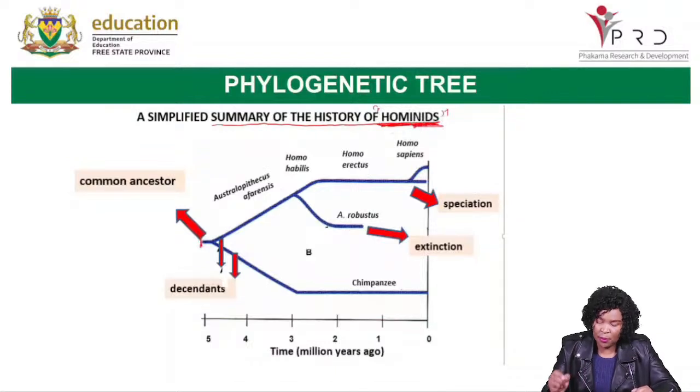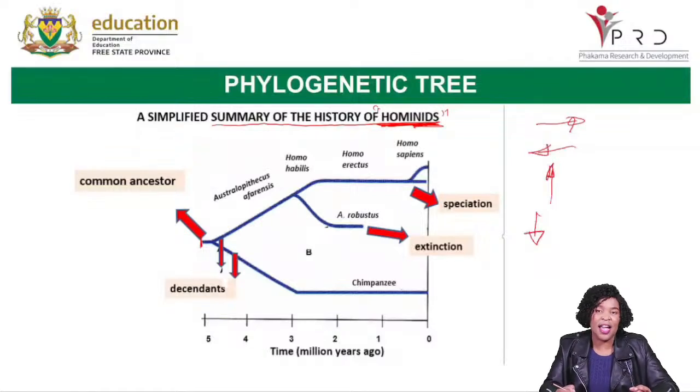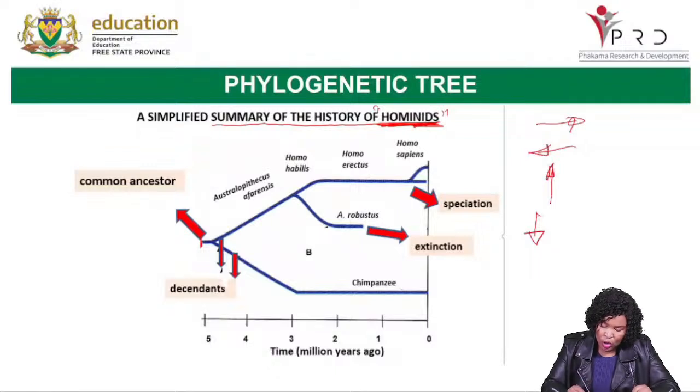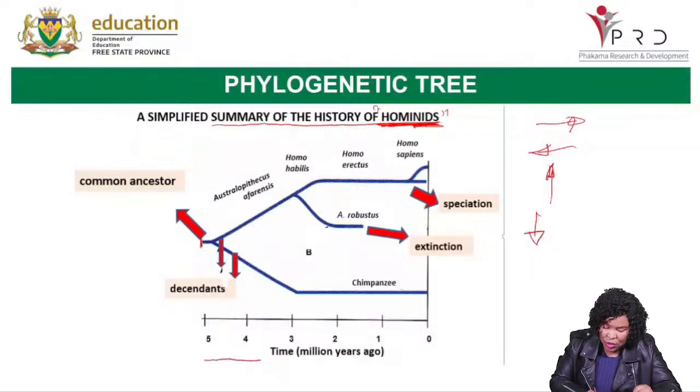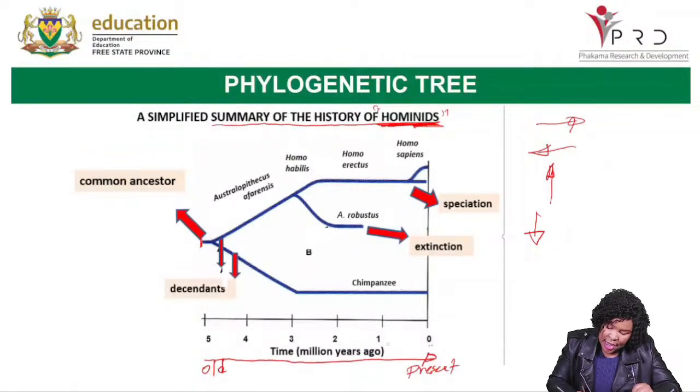So sometimes phylogenetic trees can face to the right, to the left, they can face up, or they can face down. You must be able to identify where to start. And then once you've identified that, you must also be able to identify your timeline, meaning from old to present. Present, remember, it must be here. And mostly the times are in million years.